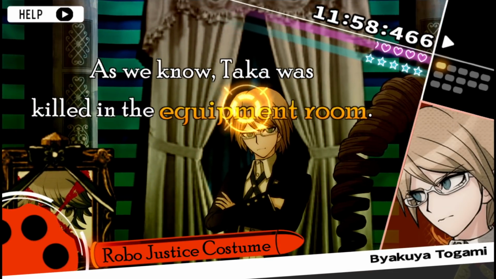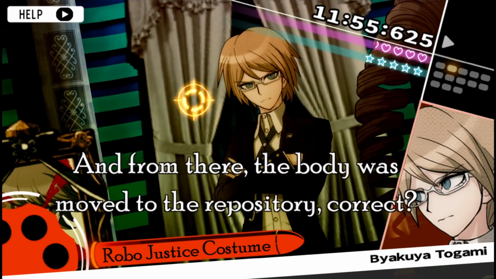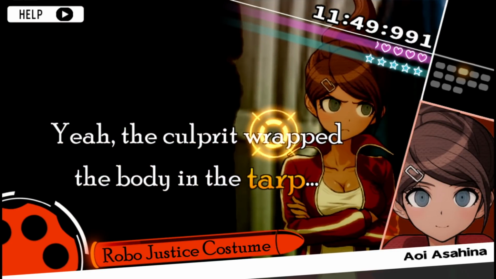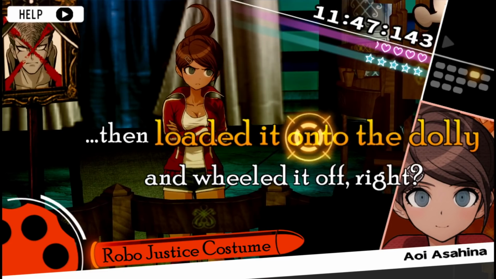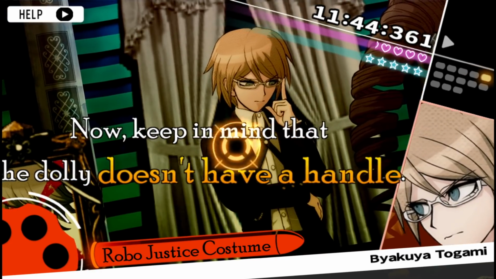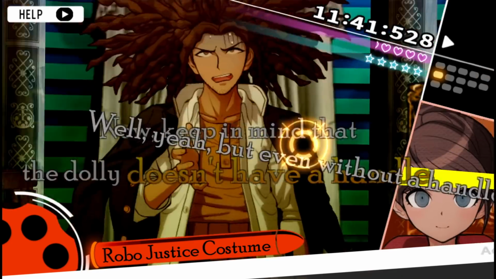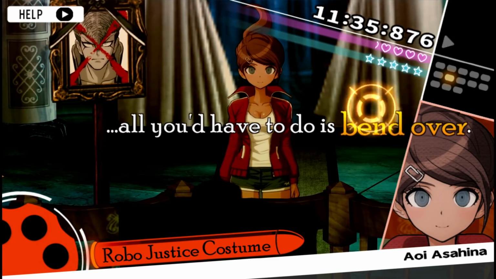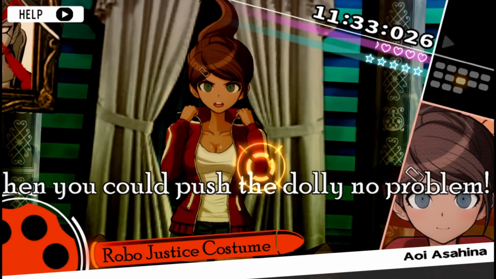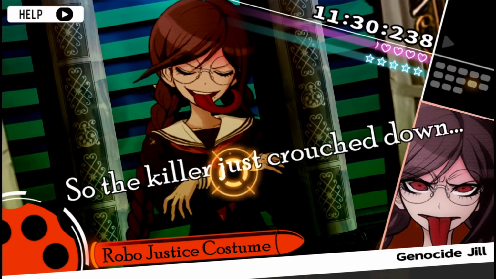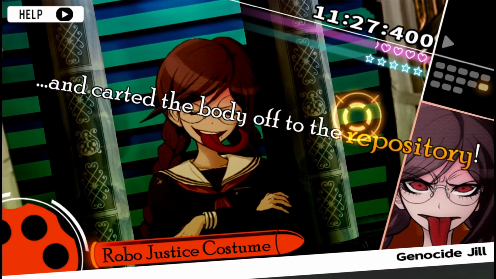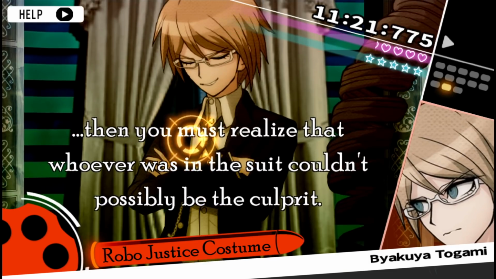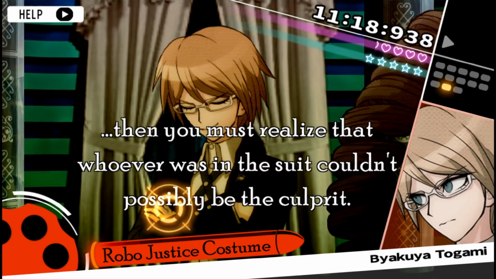As we know, Taka was killed in the equipment room. Yes. And from there, the body was moved to the repository, correct? Yes. The culprit wrapped the body in the tarp, then loaded it onto the dolly and wheeled it off, right? Now, keep in mind that the dolly doesn't have a handle. Well, yeah, but even without a handle, all you'd have to do is bend over and push the dolly, no problem. So the killer just crouched down and carted the body off to the repository. If you accept everything we just said, then you must realize that whoever was in the suit couldn't possibly be the culprit. Yep.